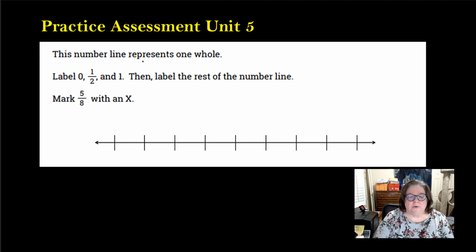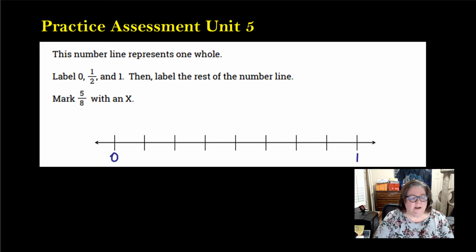This number line represents one whole. Label 0, 1/2, and 1, then label the rest of the number line. Well, it's always easy to start with a 0, and then it's pretty easy to put the 1 in. Now we need to find the half.